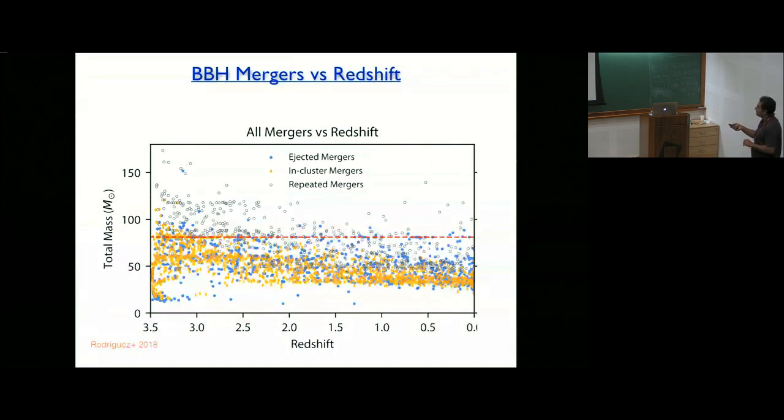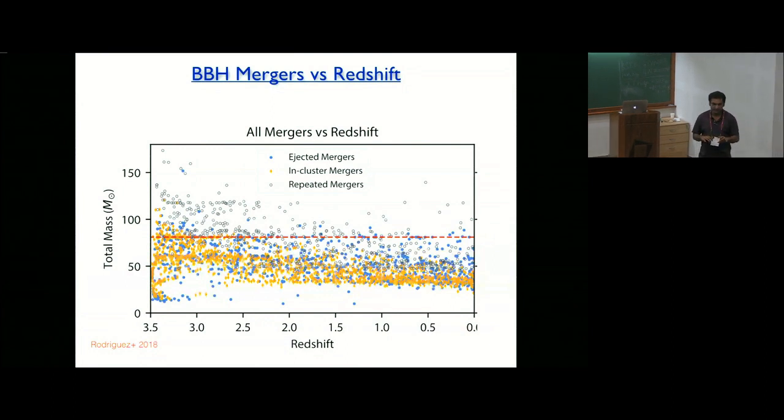So yes, the repeated mergers depend on what we assume for the spin distribution. And ejected and in-cluster mergers are roughly 50-50. So actually, in the details of it, we don't put any spins to begin with. After we get the mergers, we say that spin orientation must be isotropic because it's chaotic. So we assume some kind of birth spin, and we say, okay, if this merger happened with this kind of birth spin with random orientations, then what would be the kick?